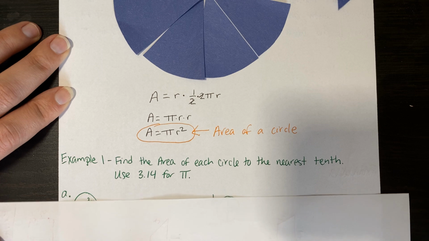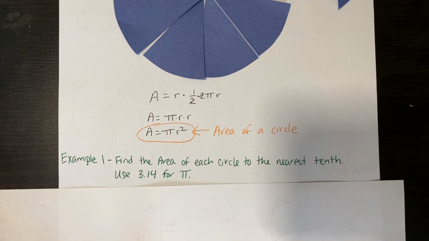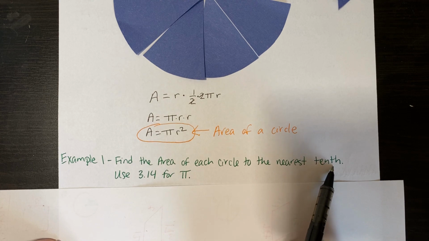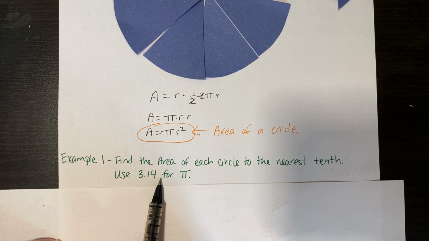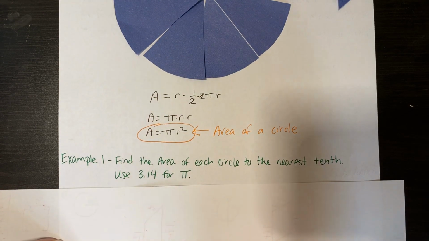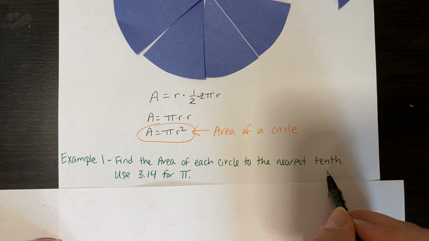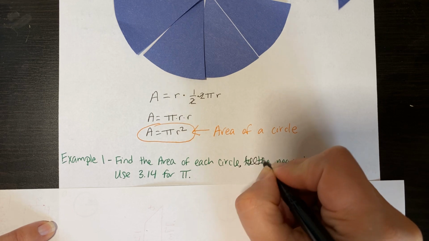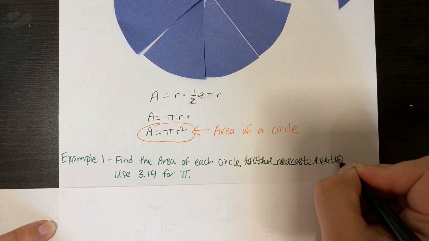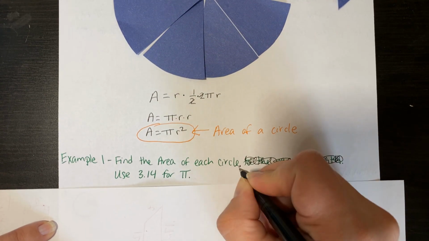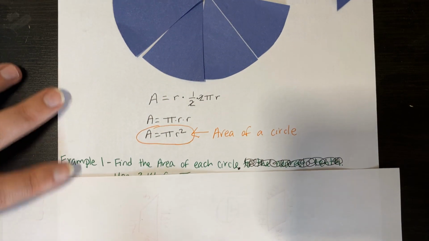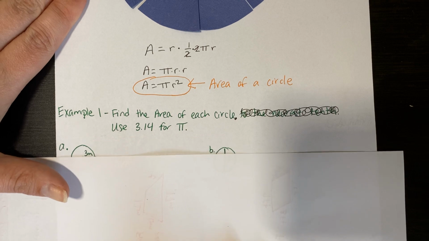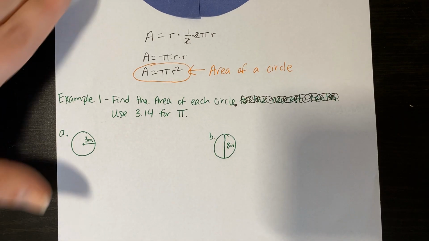Example 1 says find the area of each circle to the nearest tenth. Use 3.14 for pi. I'm just going to say find the area of each circle. I'm going to get rid of the nearest tenth; we can worry about that tomorrow. Let's just find the area of our circles. We can use 3.14 for pi. I'll leave my equation up there so we can see it still.